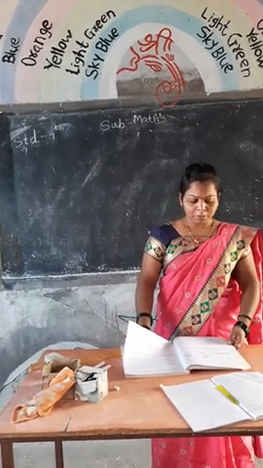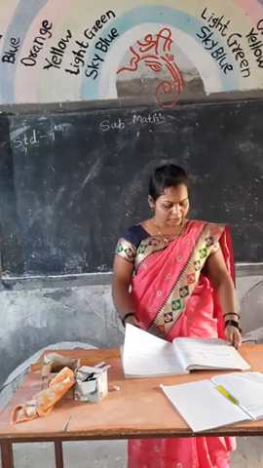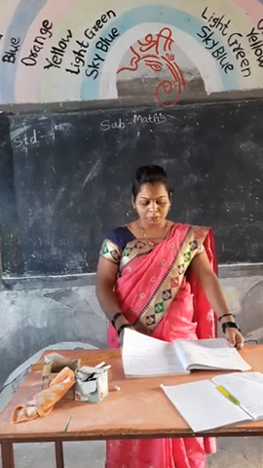In the last period, we saw multiplication properties. The first property is the commutative property. The second one is the associative property. The third one is multiplication by 0. And the fourth one is multiplication with 1.